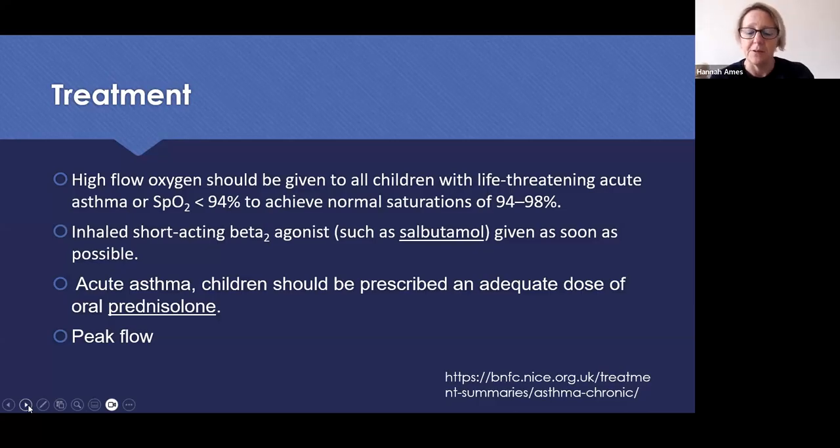So this is important to know, because these are medications that you may find on your prescription chart. I'm going to go through that. But also when you're thinking about your plan for this child and verbalising that to your examiner as well, these are key things to be thinking about.